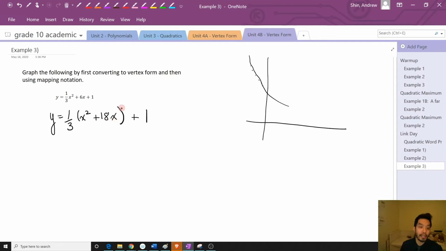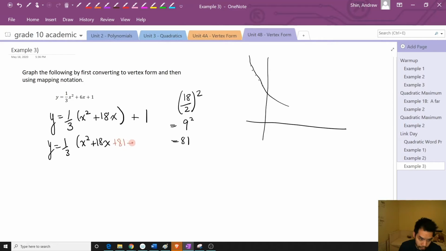Now, the next thing is to make this a perfect square trinomial. And to do that, we take this 18, we half it, and then we square it. So half of 18 is going to be 9. We square it, it becomes 81. So this number that we got, which is 81, we are going to add and subtract right here inside the brackets. And by doing so, we can get a perfect square trinomial.